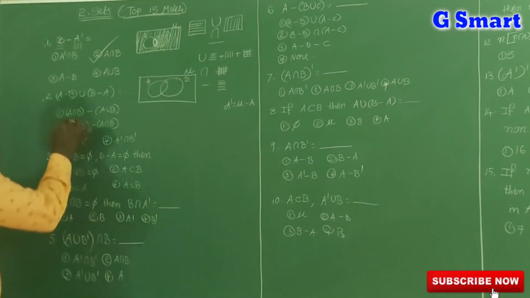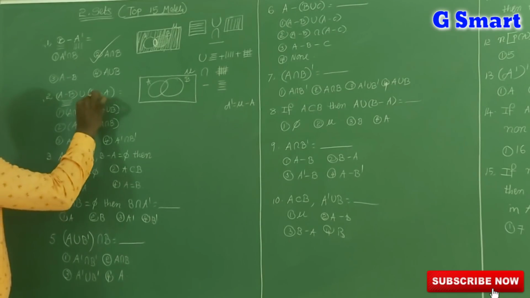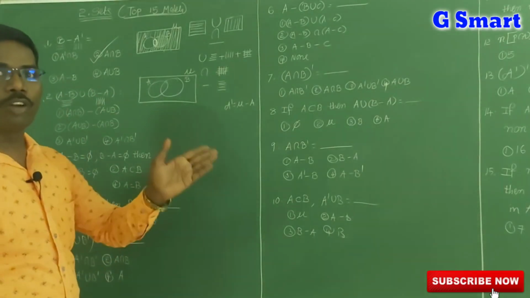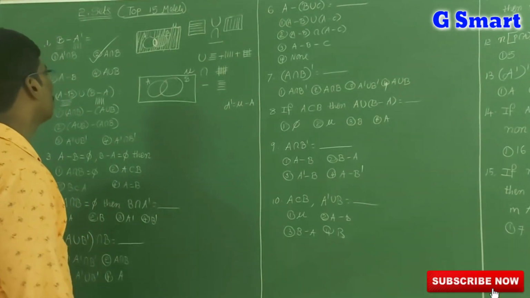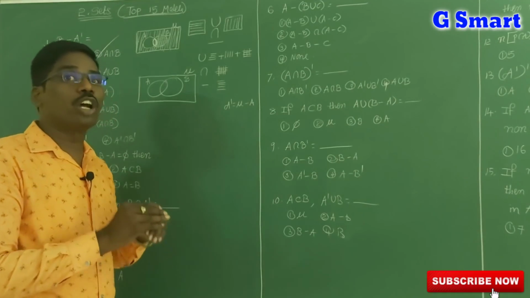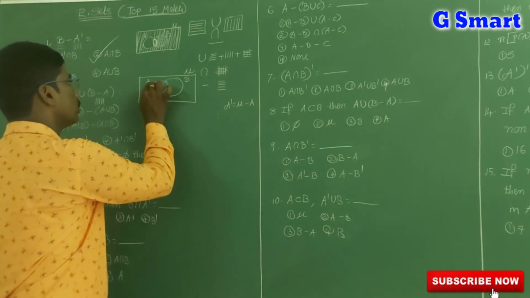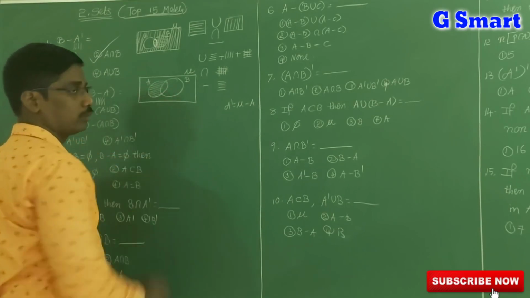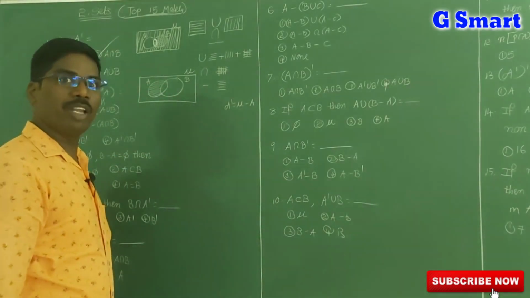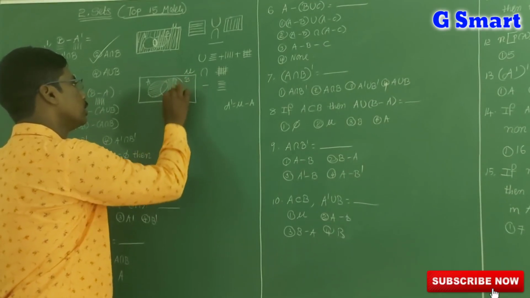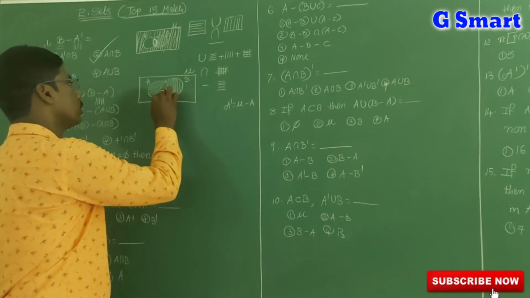Okay, A minus B is horizontal lines, B minus A is vertical lines, because the symbol before is horizontal lines, and the symbol after is vertical lines. Now A minus B means what? The elements should be present in A only, should not be present in B. So this one. Now B minus A: the elements should be present in B only, should not be present in A. This is the diagram. Okay.